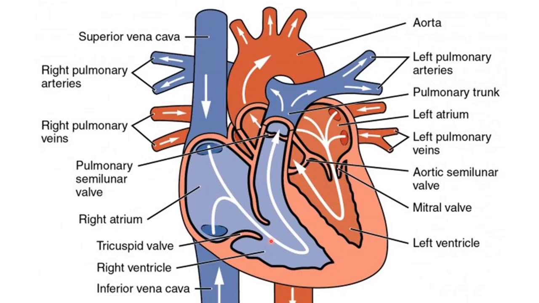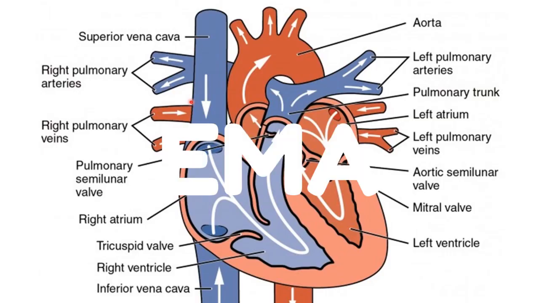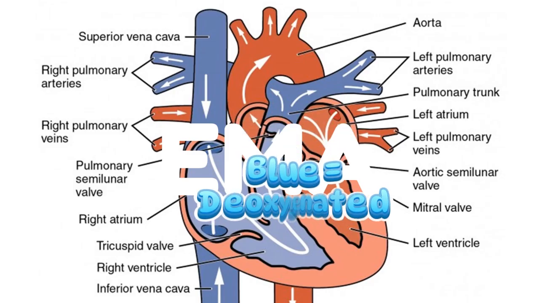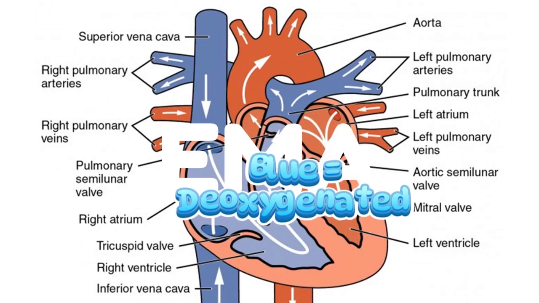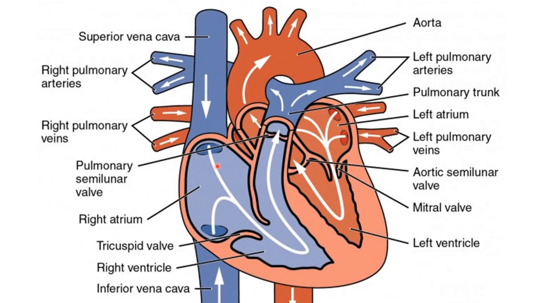Here's a nice picture of the heart and it really kind of shows the blood flow, but let's break this down. So the superior vena cava is taking deoxygenated blood from the upper body and the inferior vena cava is taking deoxygenated blood from the lower body. And all this is draining right here into that right atria.